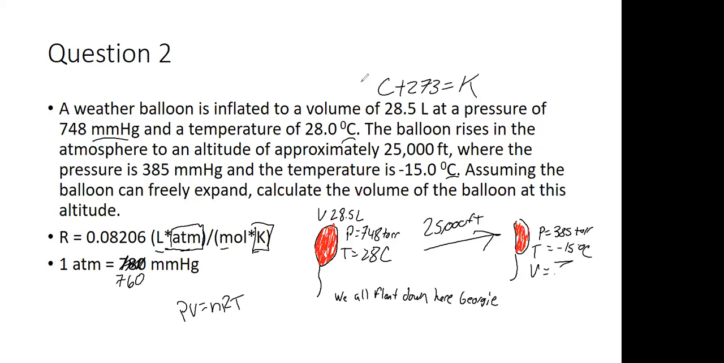So the conversions, pressure, we don't want 748 torr. We want 0.984 atmospheres. So I'm just converting from millimeters of mercury to atmosphere. And same, I don't want 28 C. I want 301 K. My second part, 385 torr, that is useless for us. We want to be in atmospheres because that's what the gas law is in. That's 0.507 atmospheres. And my temperature, we don't want to be minus 15. That's 258K.